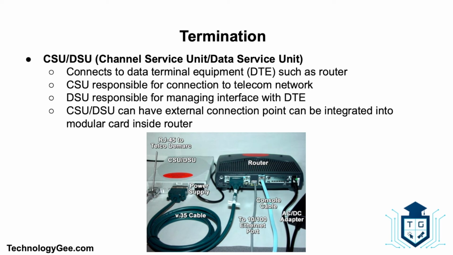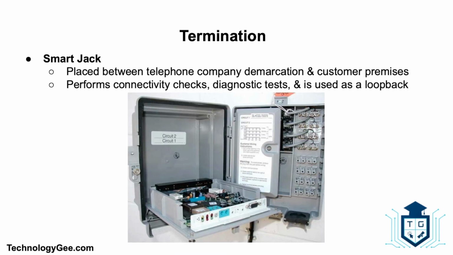A CSU, DSU can have an external connection point, or it can be integrated into a modular card installed in a router. A CSU, DSU is the equivalent of the modem for an entire LAN. The DCE, commonly a modem or CSU, DSU, this is the device used to convert the user data from the DTE or the data terminal equipment into a form acceptable to the wide area network service provider transmission link. And then we have a smart jack.